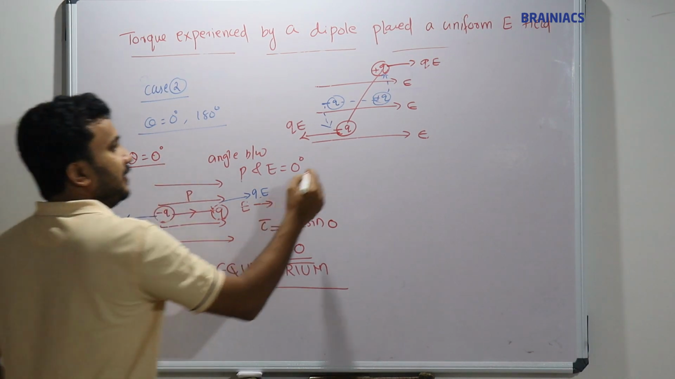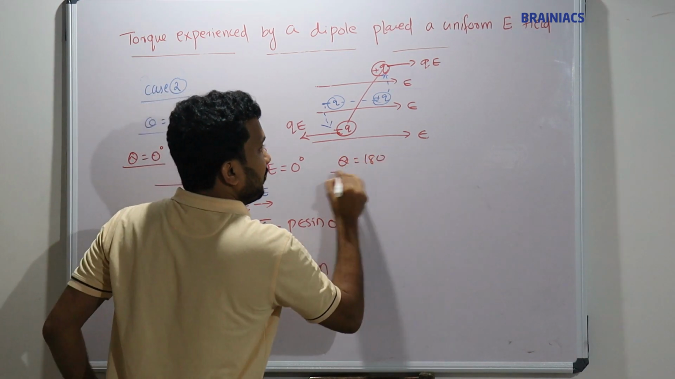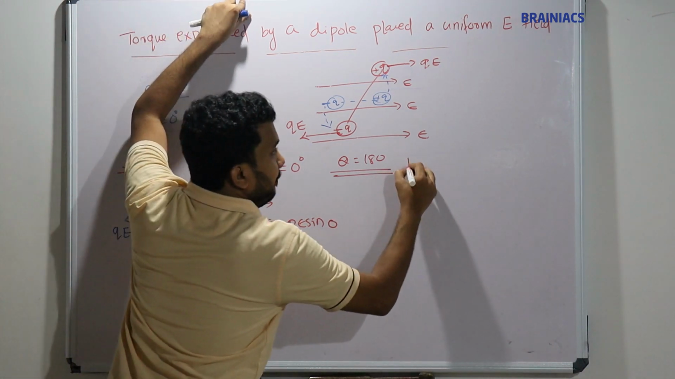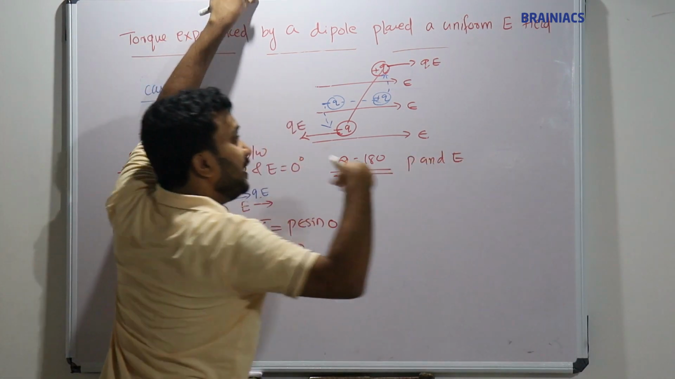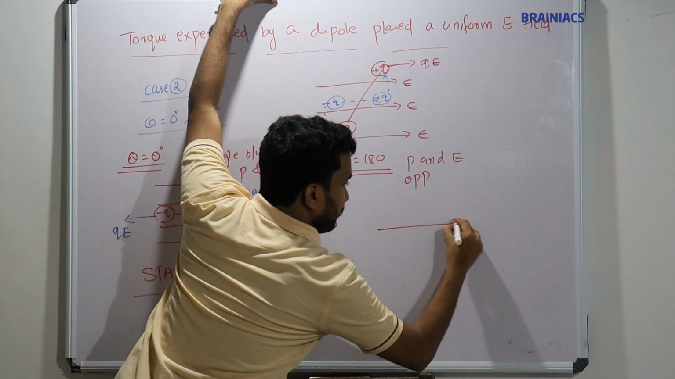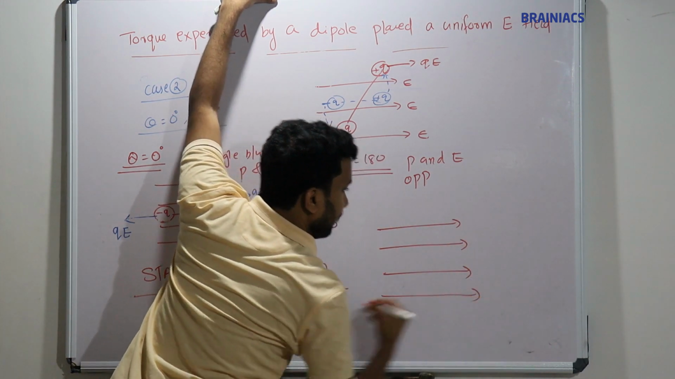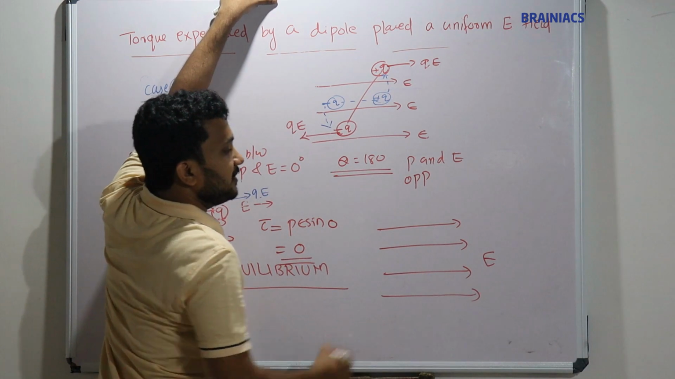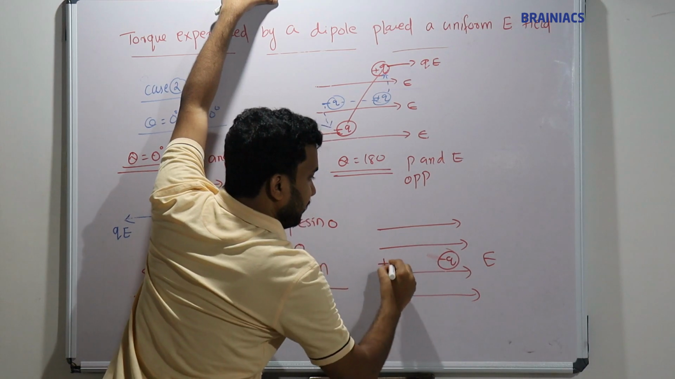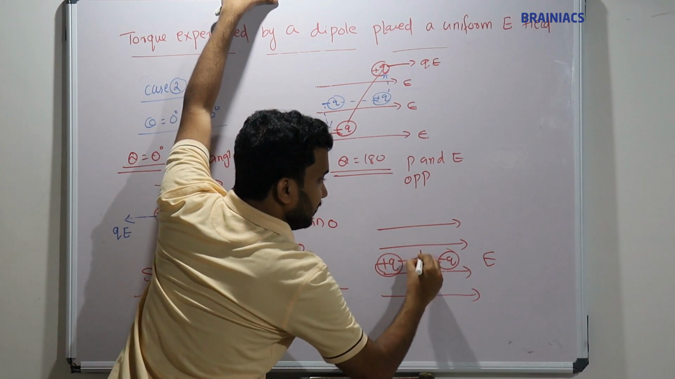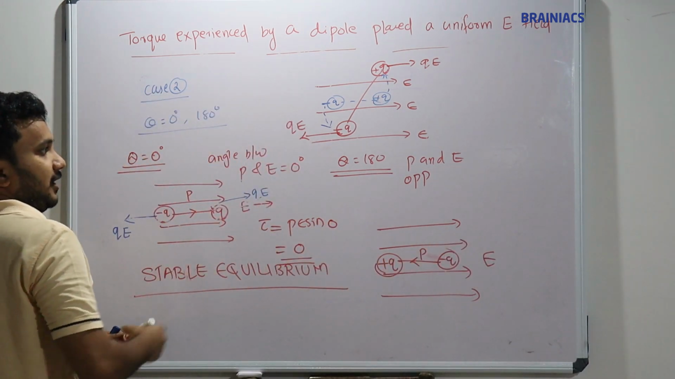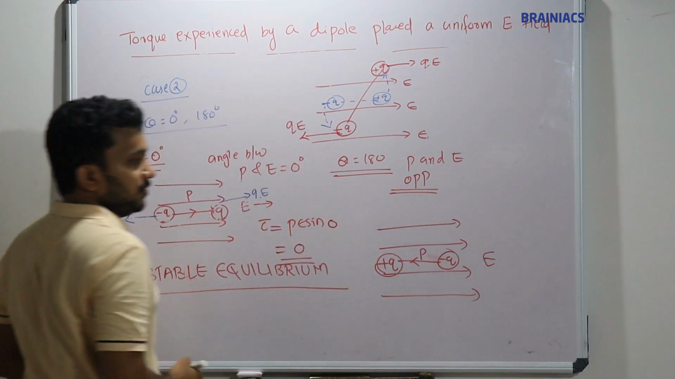We'll see the next case, theta equal to 180 degree, our second case; this was our first case. Theta equal to 180 degree means P and E are in the same direction or opposite direction? 180 means always opposite. Suppose this is my electric field. I placed a dipole opposite to it, with minus q here and plus q here. So P is from right to left and E is from left to right, in opposite directions.